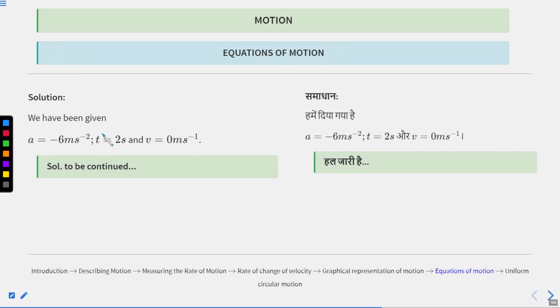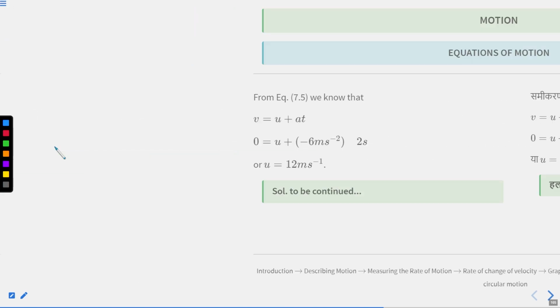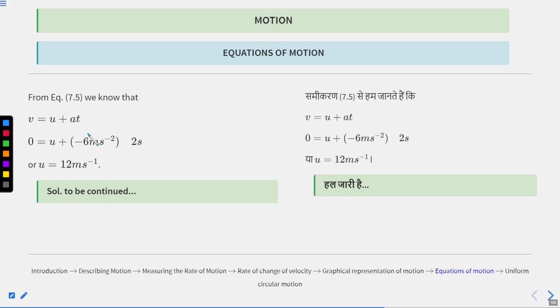As we are applying the brake, the acceleration will be a negative acceleration. So v equals u plus at. Final velocity is 0. We have to calculate u. Acceleration is 6 and time is 2. So the initial velocity is 12 meter per second.